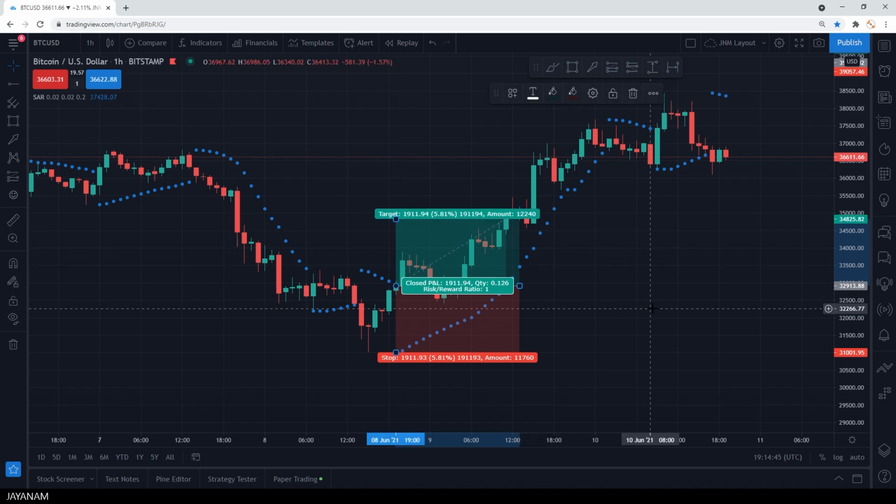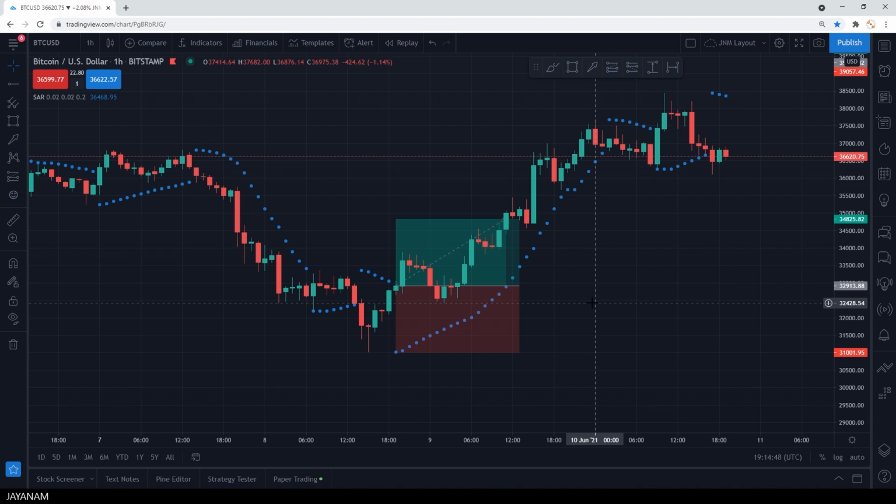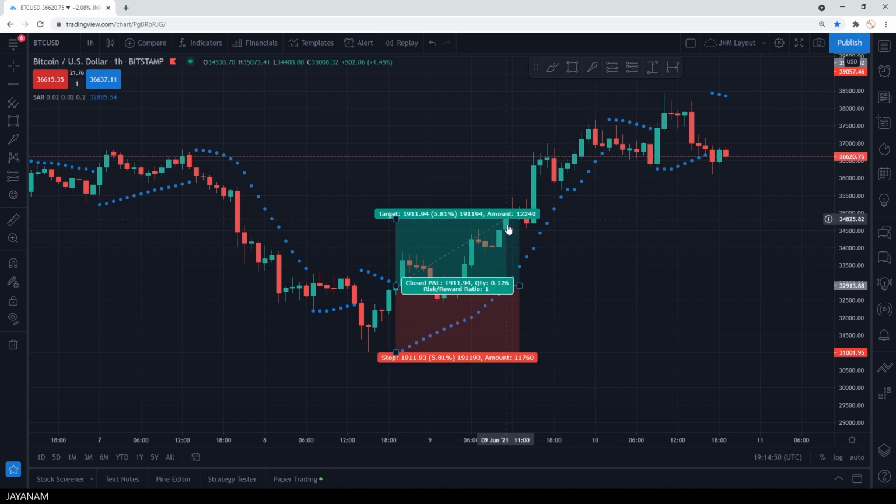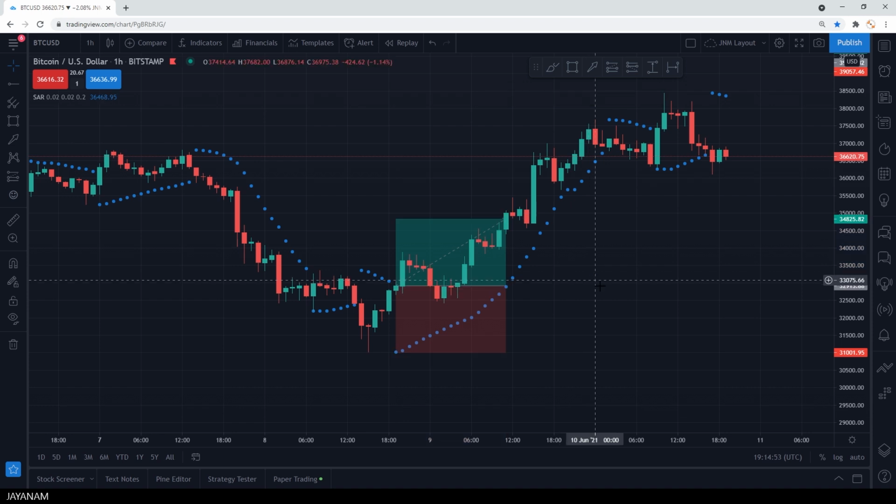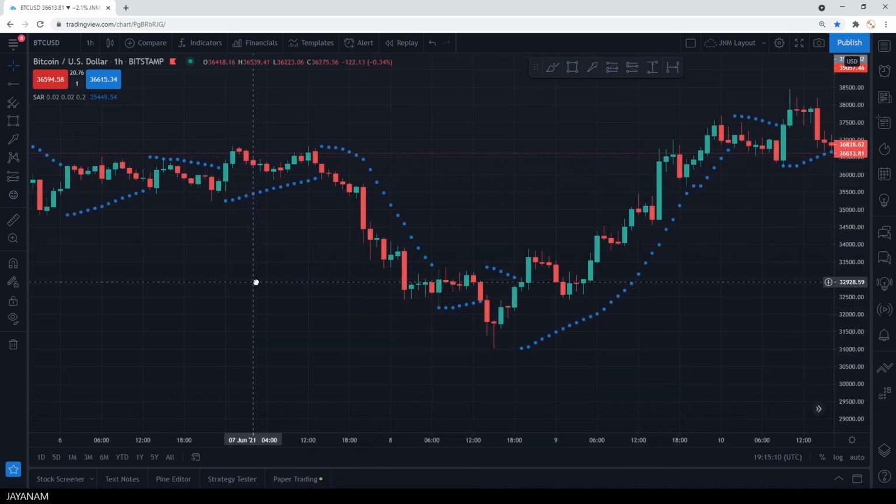Okay, and now let's see. This trade would have been successful. Simple, right? Perhaps too simple? I'll come back to this in a moment. Okay, this was the long position.